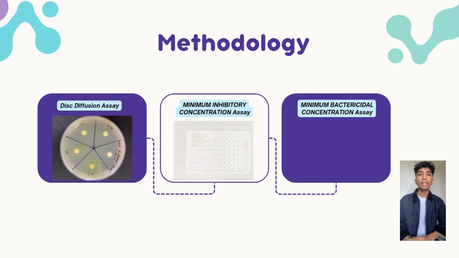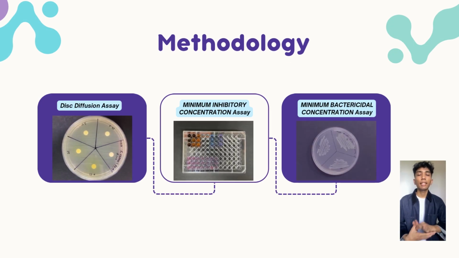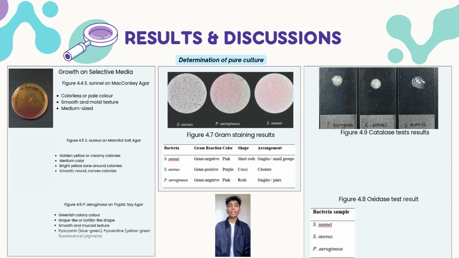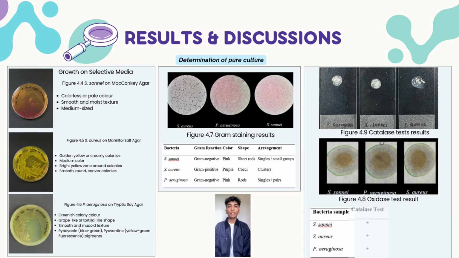As for the antibacterial assay, I conducted 3 main tests: disc diffusion to observe bacterial inhibition, MIC to identify the minimum concentration that can inhibit growth, and MBC to find the concentration that actually kills the bacteria used. To confirm the identity and purity of the bacteria cultures, I used selective media, Gram staining, and biochemical tests.